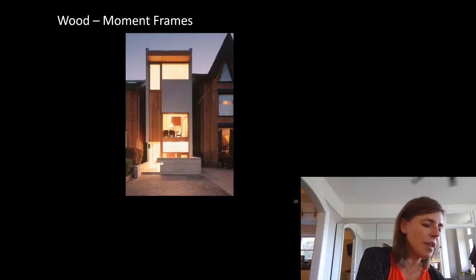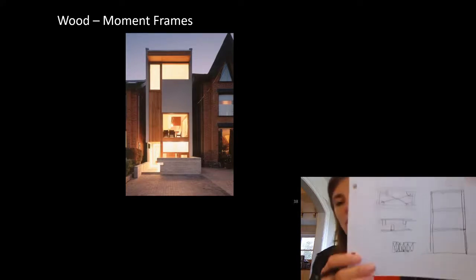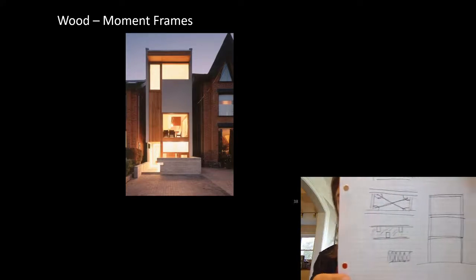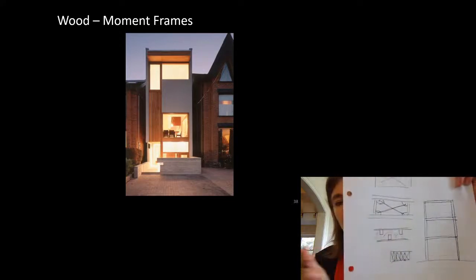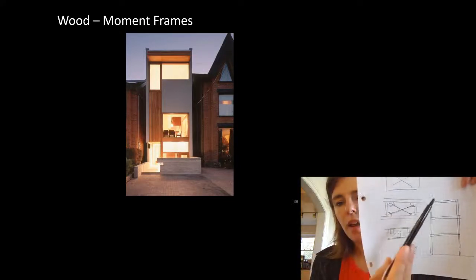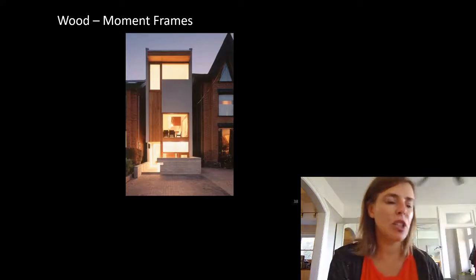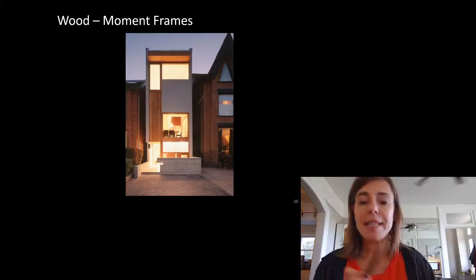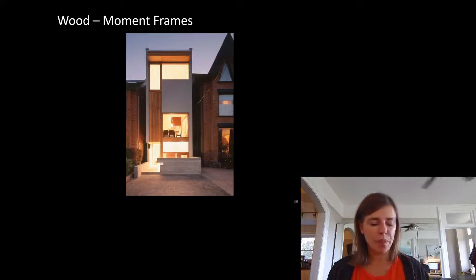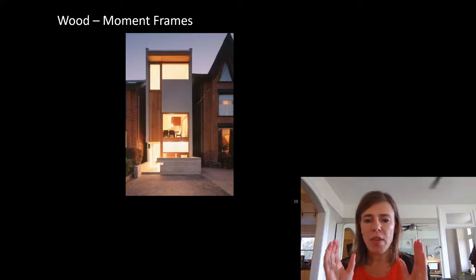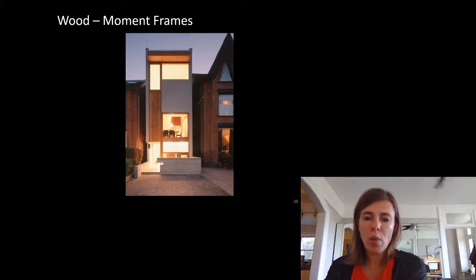So what it is is a series of moment frames. You can see that every one of these connections now needs to be a moment connection. So we've got 6 moment connections per frame, trying to stay within the depth of a normal wall system.